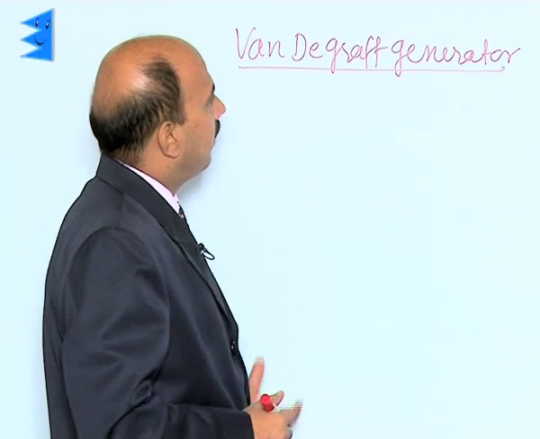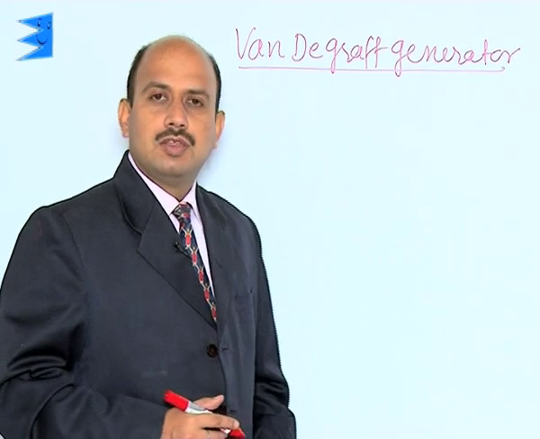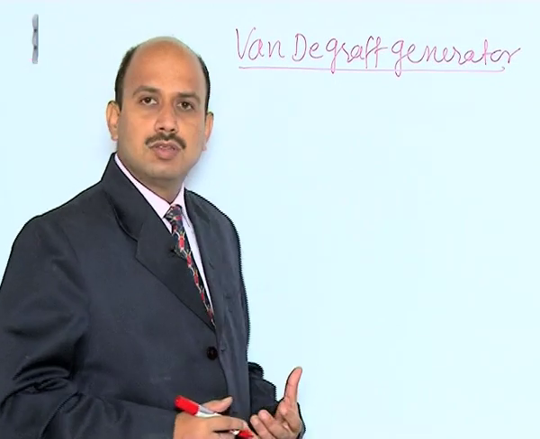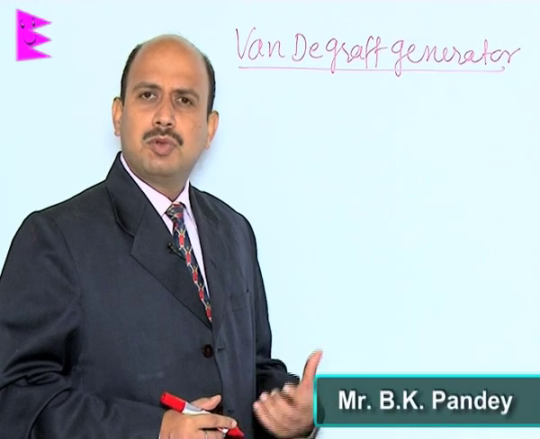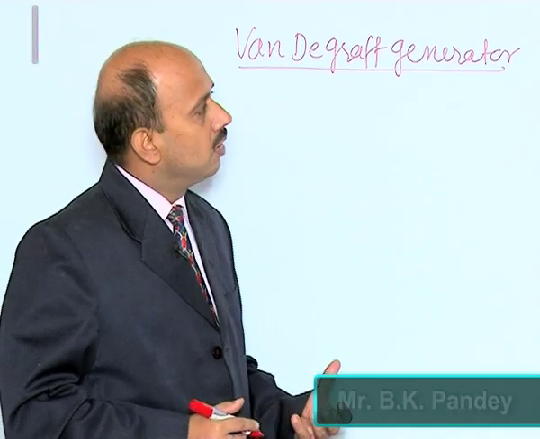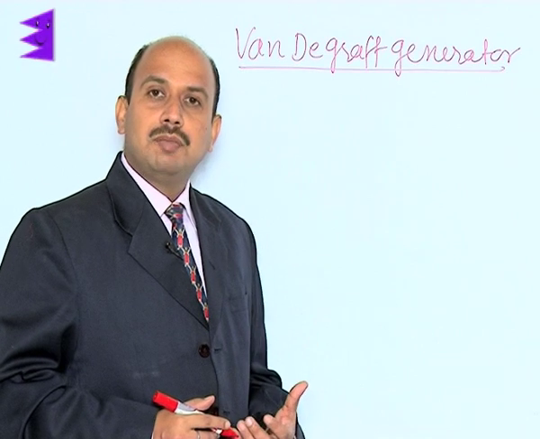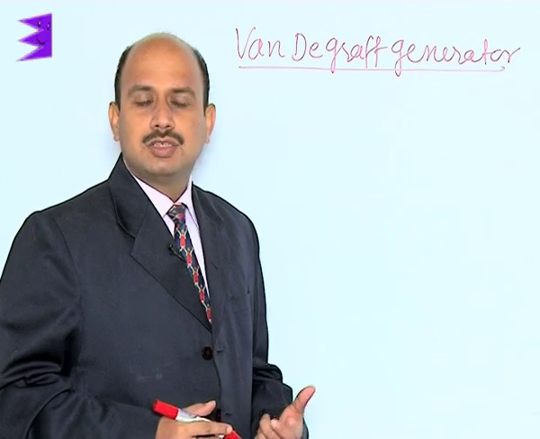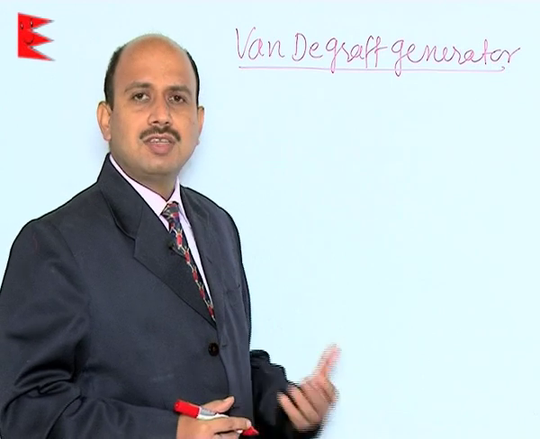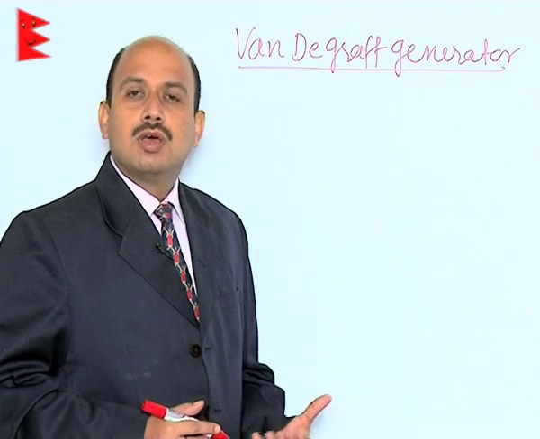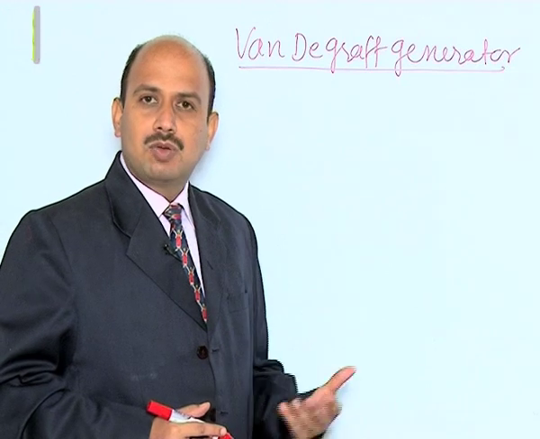Now see a Van de Graaff generator. This is a device which is used to develop high potential, that is the potential of a few million volts, and that potential can be used to accelerate charged particles like electron, proton, etc. And these charged particles can be used for various experiments in nuclear physics.